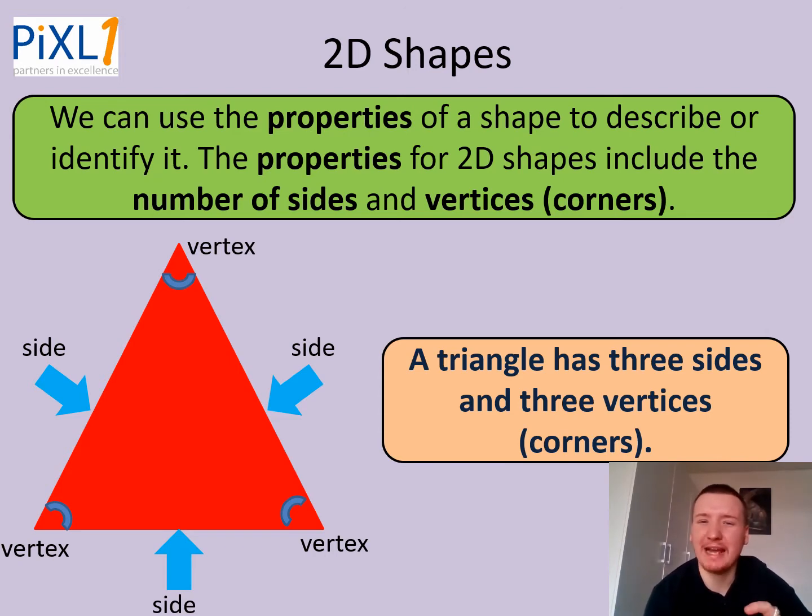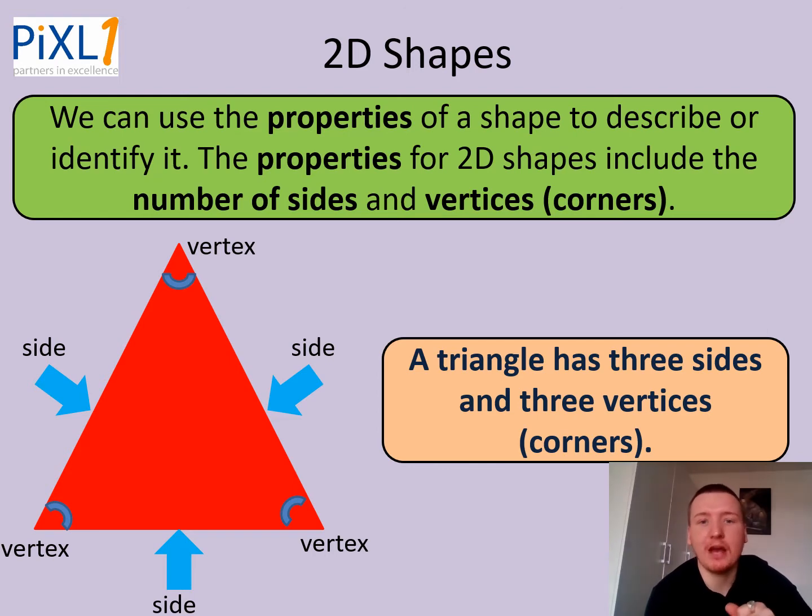What we're going to do now is we're going to, thinking about our Guess Who game, be looking at the different properties that we're going to be coming up against in our 2D shapes. We can use the properties of a shape to describe or identify it. So a bit like our Guess Who game, in your test sometimes you might have to do a little bit of a Guess Who game to work out what the shape is that the test is describing.